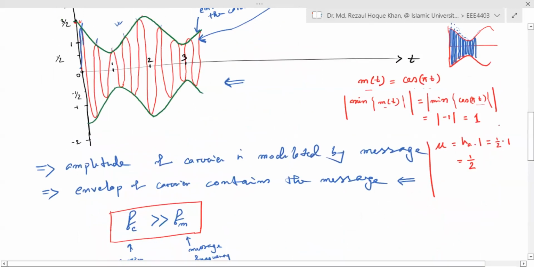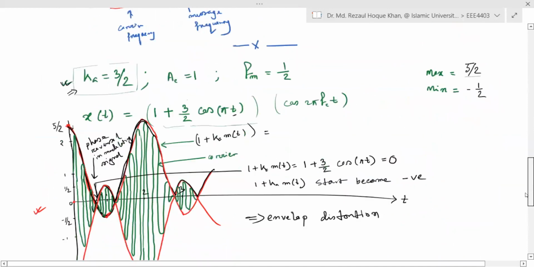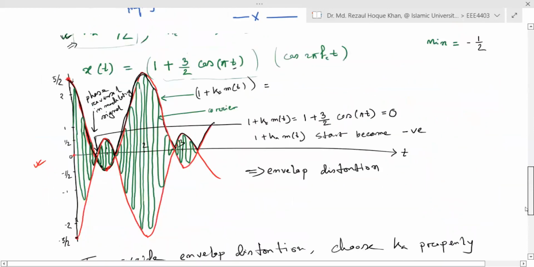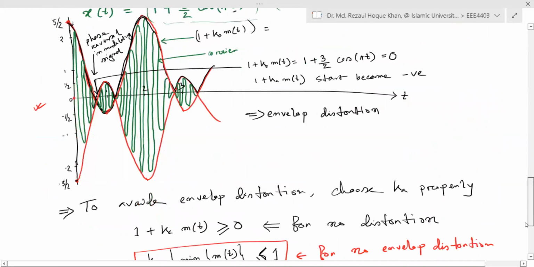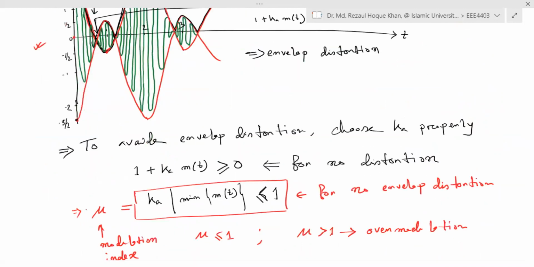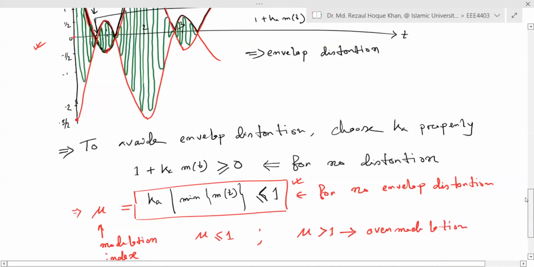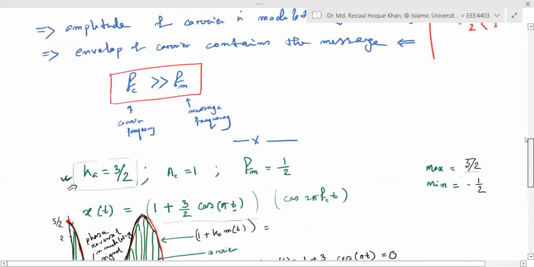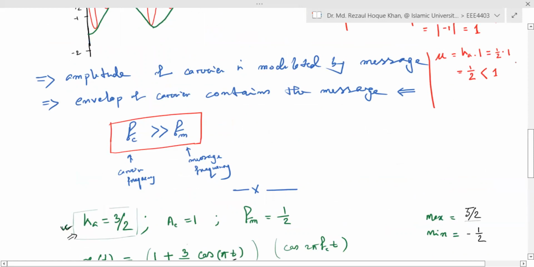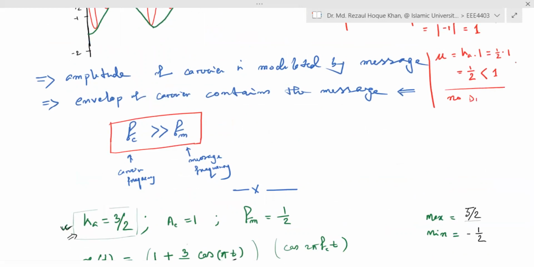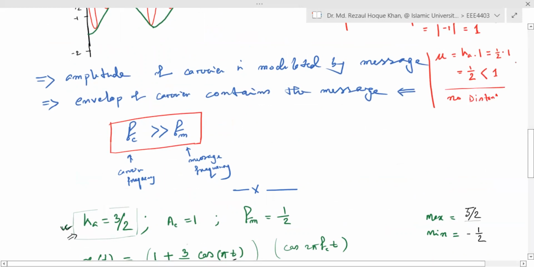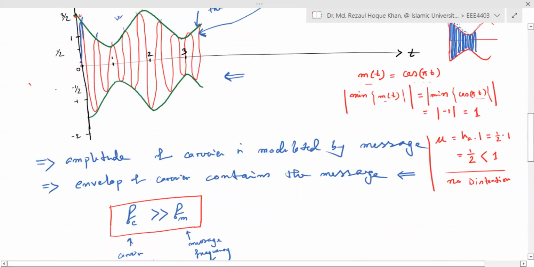Is this value greater or less than 1? Yes, this is less than 1. So if this is less than 1, then this condition is satisfied for no envelope distortion, which is actually less than 1. It means the no distortion condition happens, and we can see in this example, no distortion happens.